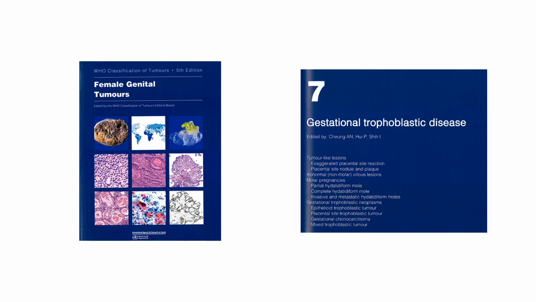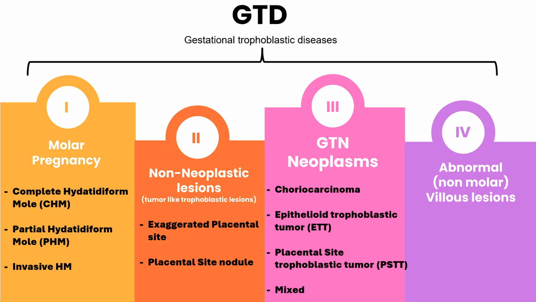According to the WHO, fifth edition, female genital tumors, gestational trophoblastic diseases are classified into molar pregnancies, which are further classified into complete hydatidiform mole, partial mole, and invasive mole. The second class is the non-neoplastic lesions, and these include the exaggerated placental site and the placental site nodule or plaque. The third class is the GTN, or gestational trophoblastic neoplasms, and these include the choriocarcinoma, the epithelioid trophoblastic tumors, the placental site trophoblastic tumors, and finally the mixed trophoblastic tumors. And finally, we have the category of abnormal non-molar villus lesions.